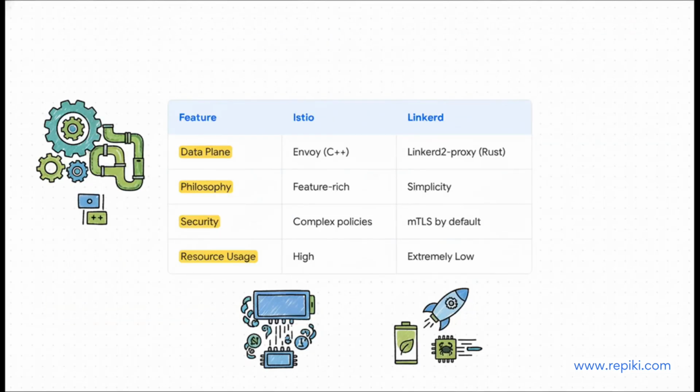And you know, the biggest difference between them really boils down to the data plane proxy they use. Istio uses the incredibly powerful, industry-standard Envoy proxy, which is written in C++. Linkerd, though, built its own super lightweight micro-proxy from scratch in Rust. And that one decision has massive consequences for performance and how many resources they use.